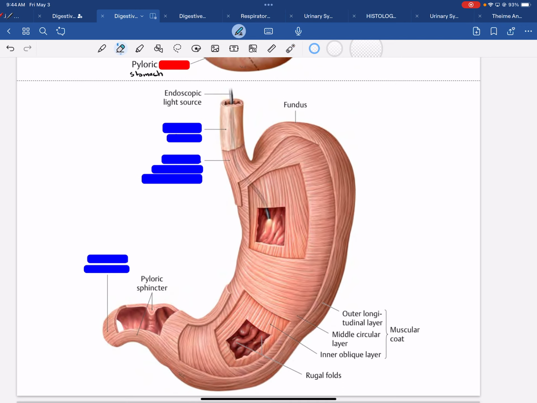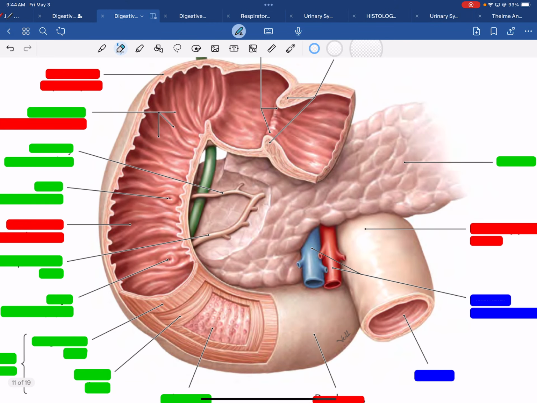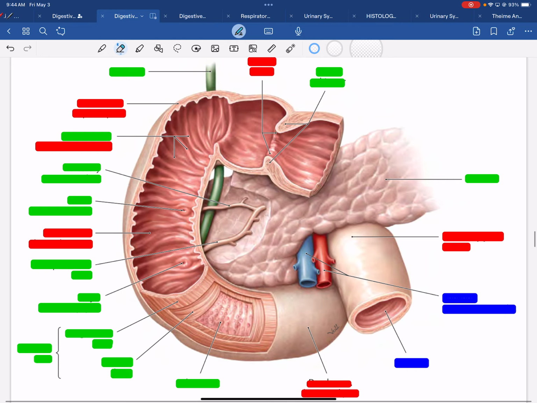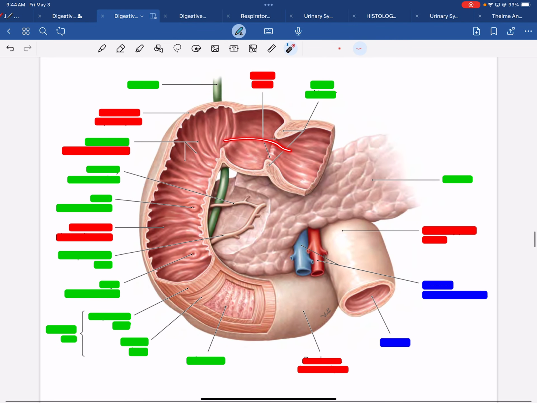Oh, that's the fundus. Okay. Okay, after the stomach is the small intestine. What's the first part of the small intestine? Good, the duodenum. Good. I don't know where that is, but let's just name these things. What is this again? Good, the pyloric sphincter.